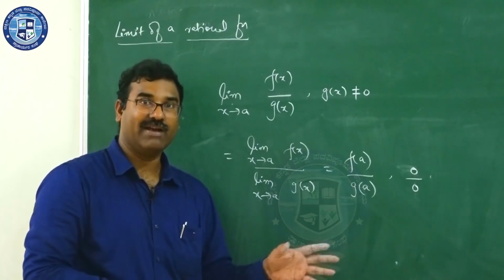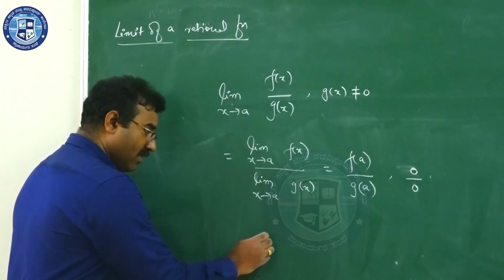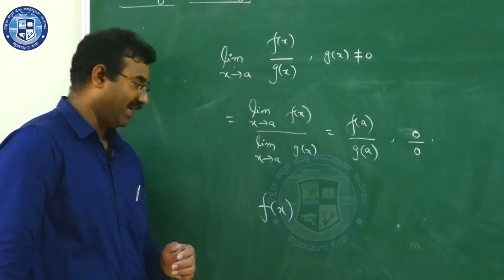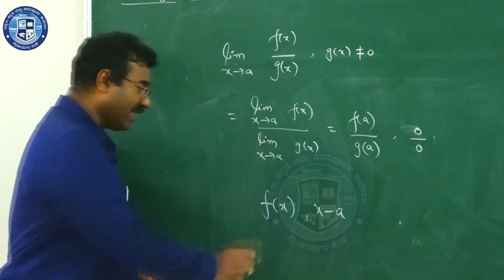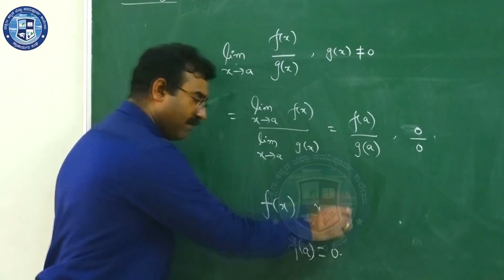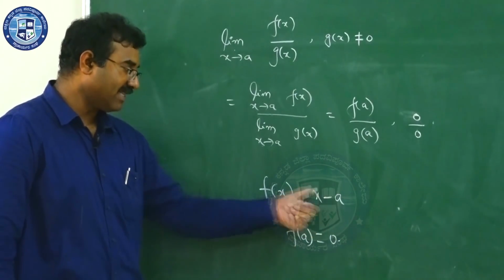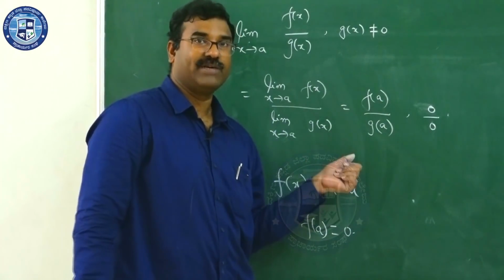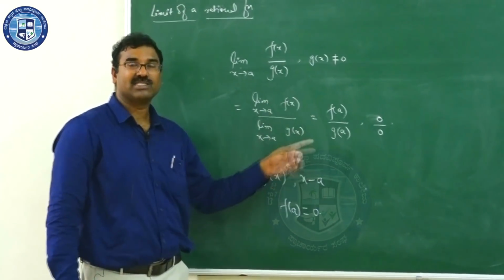Are you clear? So we have the remainder and factorization theorem. Suppose we have a polynomial f(x) and you are dividing it by x minus a. Then the remainder is given by f of a. If f of a is 0, then we say that x minus a is a factor of f(x). Whenever you get 0 by 0 in rational functions, identify that common factor x minus a in both and cancel it so that you can evaluate.